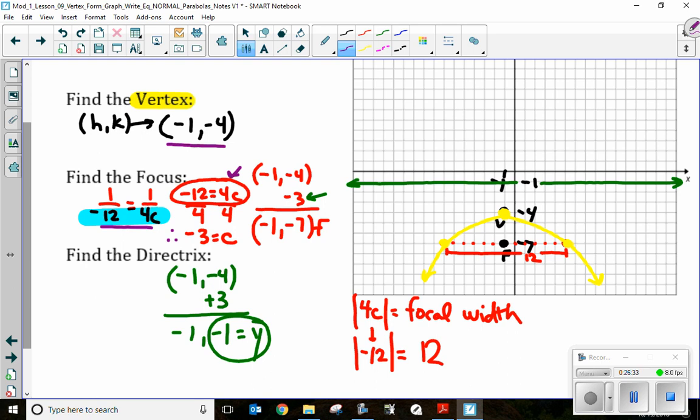All right, so I got to go down 3 for my Y value. And I go to negative 7. Right here. And then if I'm going down 3 for my focus, I need to go up 3 for my directrix. Right here, negative 1. And then I just say, well, if 4C is negative 12, the absolute value of negative 12 is 12, and that's my focal width, which means I go 6 to the right and 6 to the left, and that distance is 12.